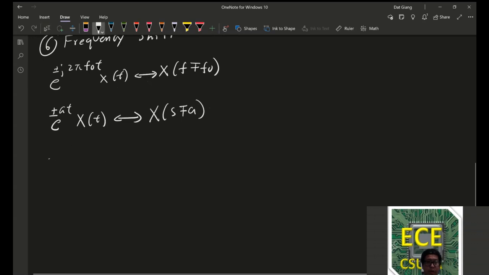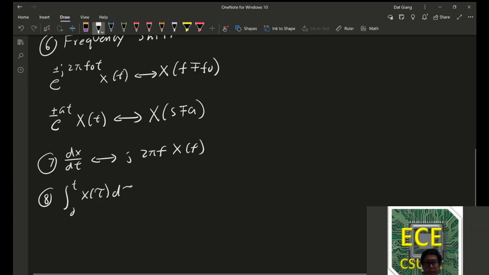Okay, so now here are some other miscellaneous properties. Anytime we have a derivative, just like in Laplace, this becomes j 2 pi f times X of f. Anytime we have an integral from 0 to t of x of tau d tau, this becomes 1 over j 2 pi f times X of f.